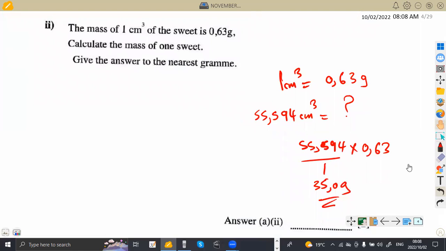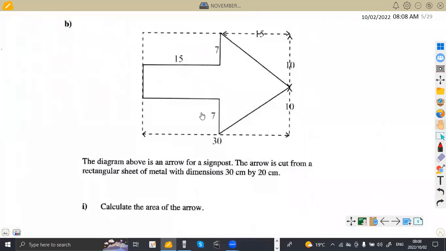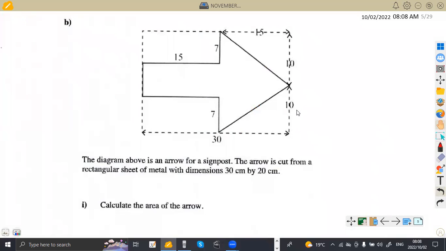So please read and understand your questions, all right? The B part you're given in the diagram above, it's an arrow of a signpost. The arrow is cut from a rectangular sheet of metal with dimensions 30 by 20. So it's 30 this side by 20 here, 10 plus 10, that's 20. All right, so if this is 30, we are given 15, it means this is going to be 15. If truly this is 20, we are given 7 plus 7, that's 14.